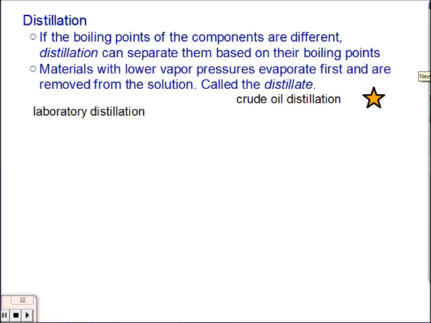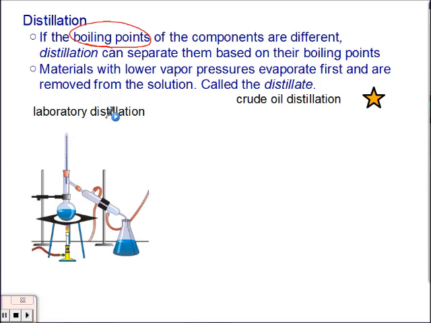Distillation is another form of separation. This uses the boiling points, a physical property. It can separate components based on the physical nature of their boiling points. If they have a lower vapor pressure, they're going to evaporate first, and they'll be removed from the solution. It's called the distillate. So things that can boil fastest will boil up, and then they'll be condensed, and they'll be carried over into here.